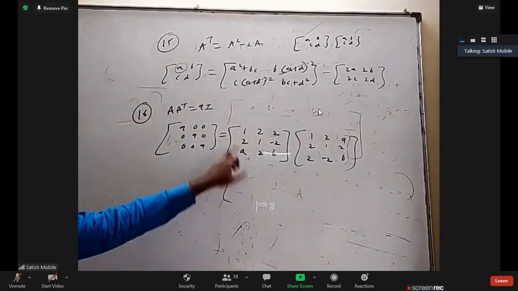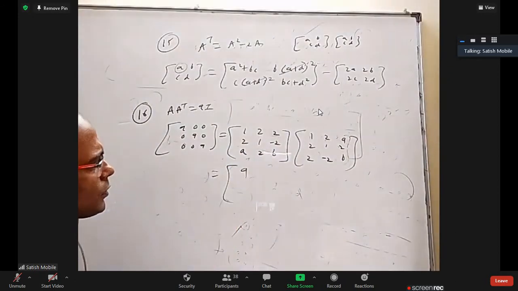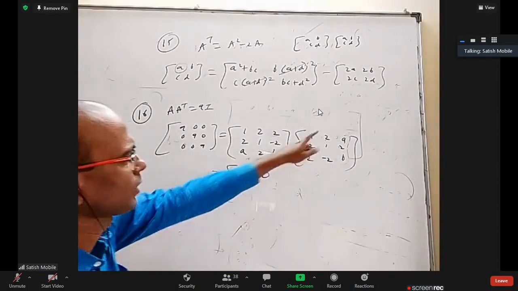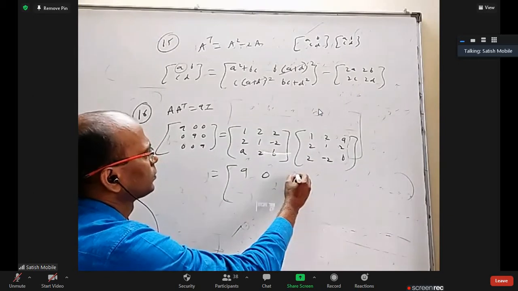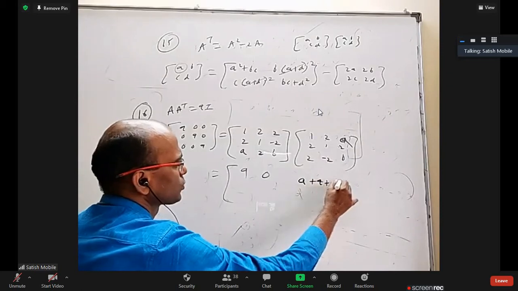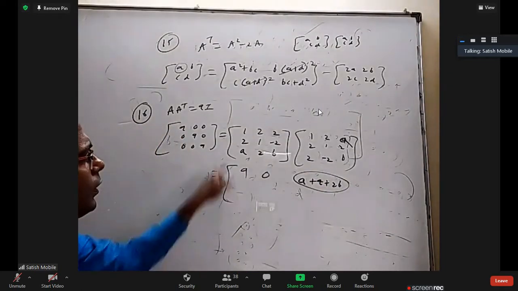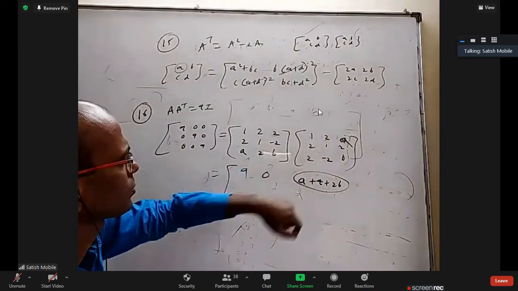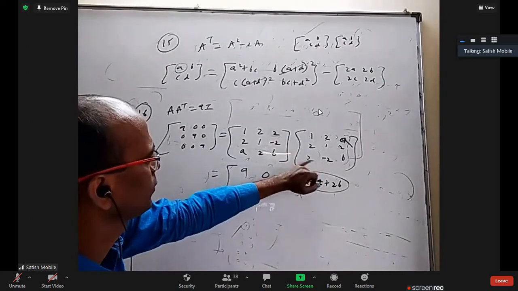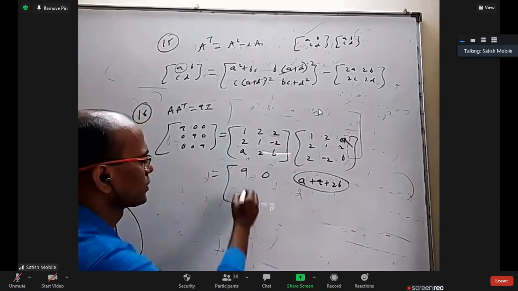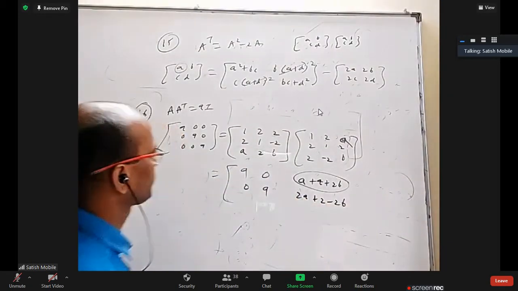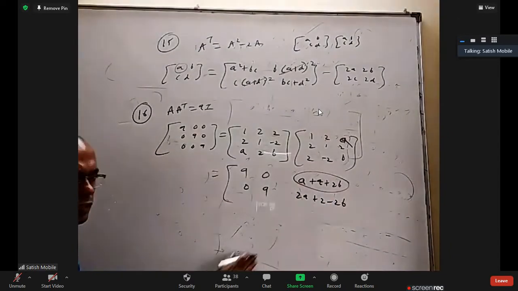When you compare this into this, it will come 9, so there is not much use. This into this will come 0, 2 plus 2 plus 4, that is also 0, not much use. When I multiply these two, I will get a plus 4 plus 2b equal to 0, one equation. And equate this into this 0, this into this also 0. This is 2 plus 2 minus 4, that is 0, and this is 4 plus 1 plus 4, 9 is coming. This is coming 2a plus 2 minus 2b, that is also 0. I think 2 equations are good enough, we can find.